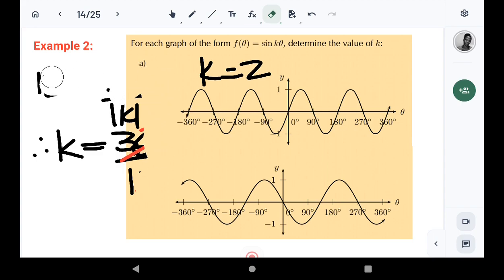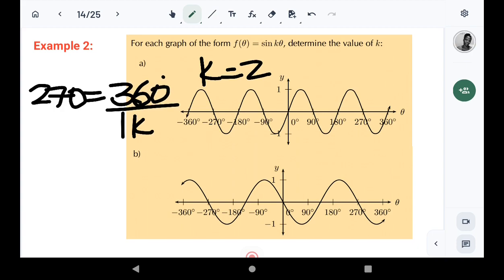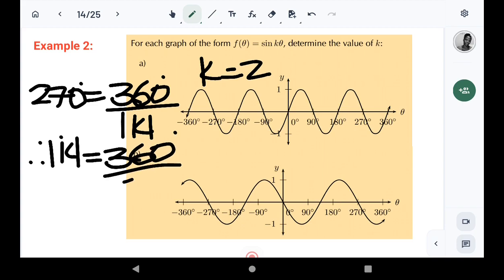The second question, however, is not so simple and straightforward. We have a situation where your graph starts with a minimum turning point, meaning that your k is negative. That's number 1. Number 2, your period is 270 degrees. That's where you have a full cycle. So 270 equals 360 divided by the absolute value of k. We know that our k is going to be negative because it starts with a minimum turning point. Very crucial. Therefore, the absolute value of k equals 360 over 270.